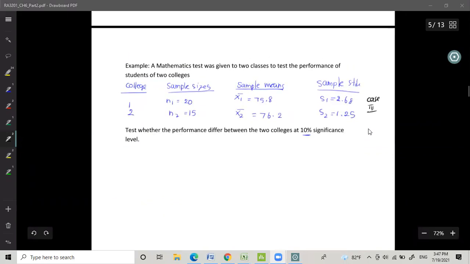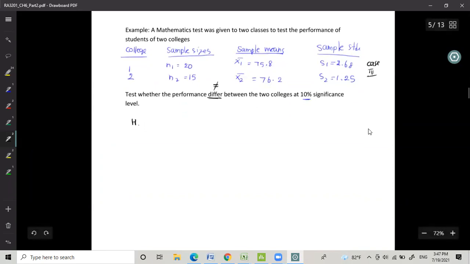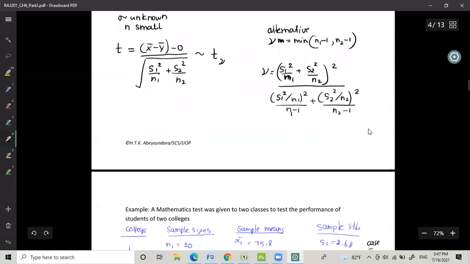Okay, and what side of test is this? Test whether the performance differs. Differ means not equal. So you're going to compare whether the performance is equal or not. So shall we write the hypothesis? Do it with me. Mu1 minus mu2 equals 0 versus mu1 minus mu2 not equal to 0. So you have the two-sided test. Now let's find the test statistic. So this is the third case. It's going to be a t-score. Let's use capital T here.